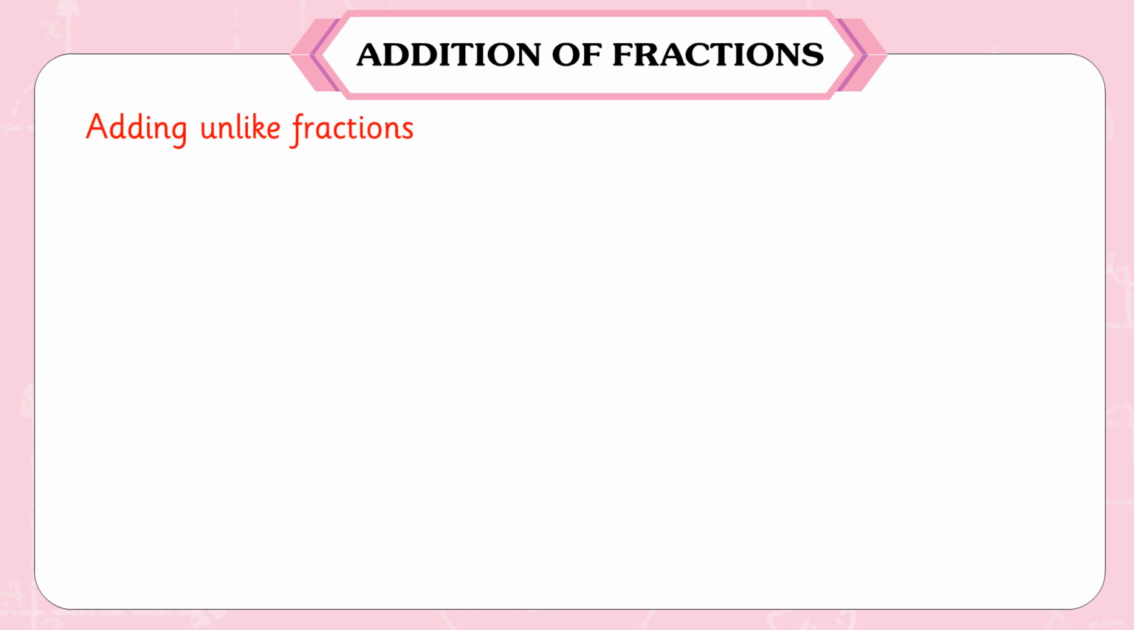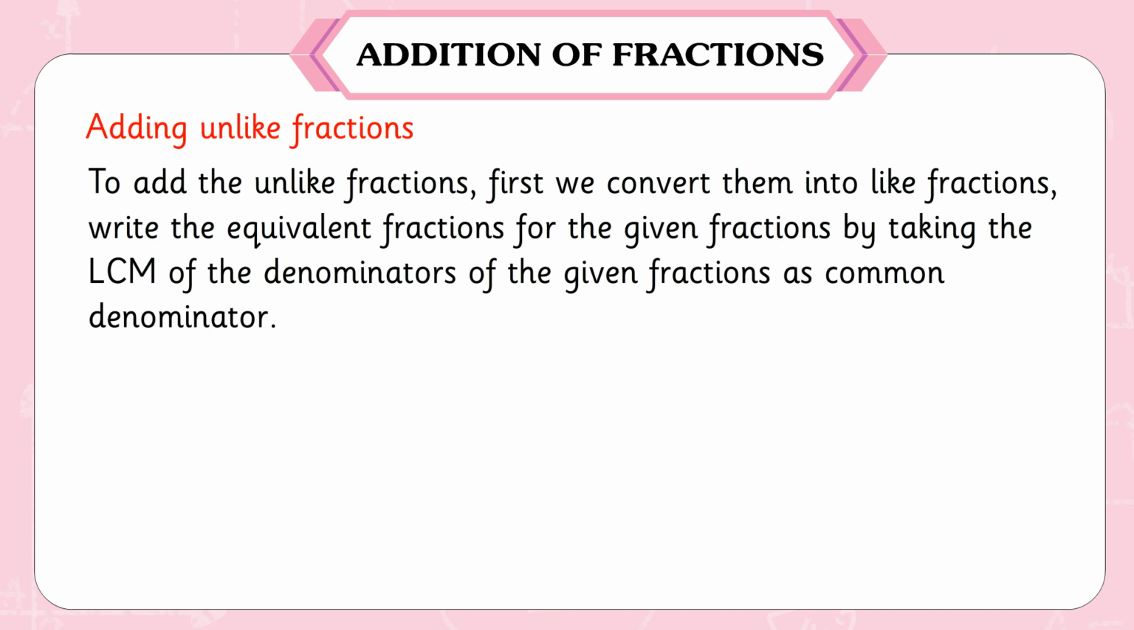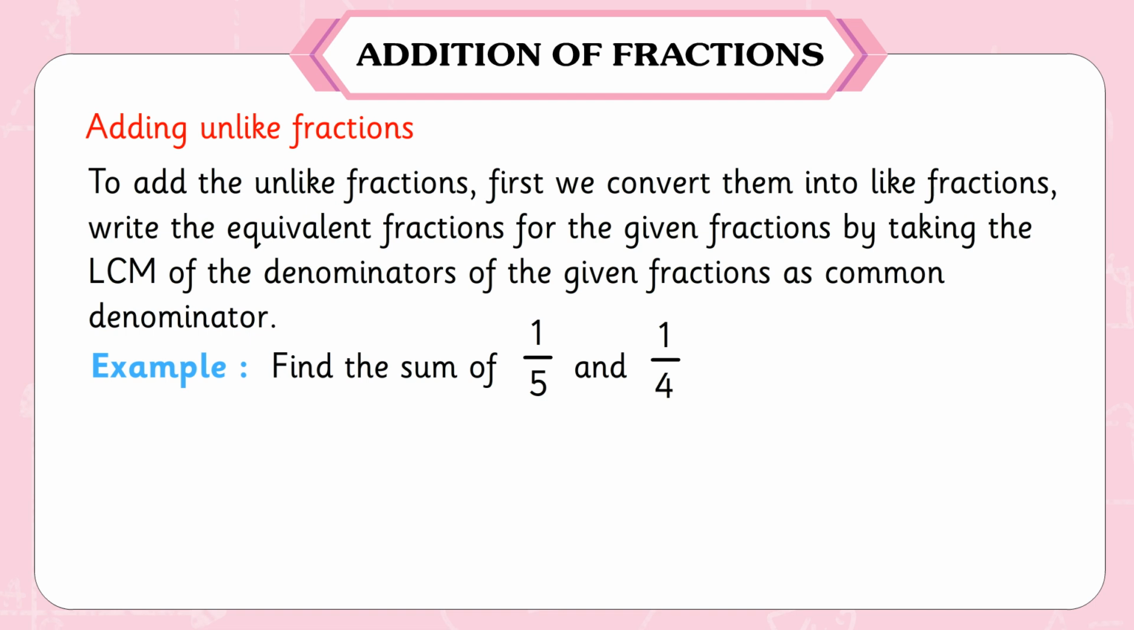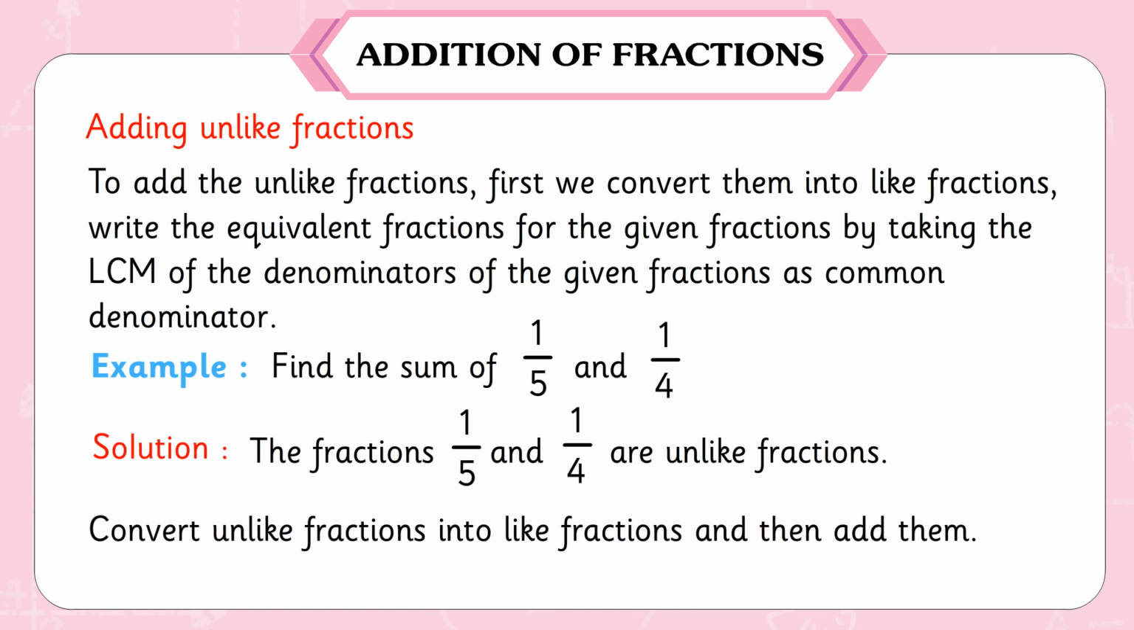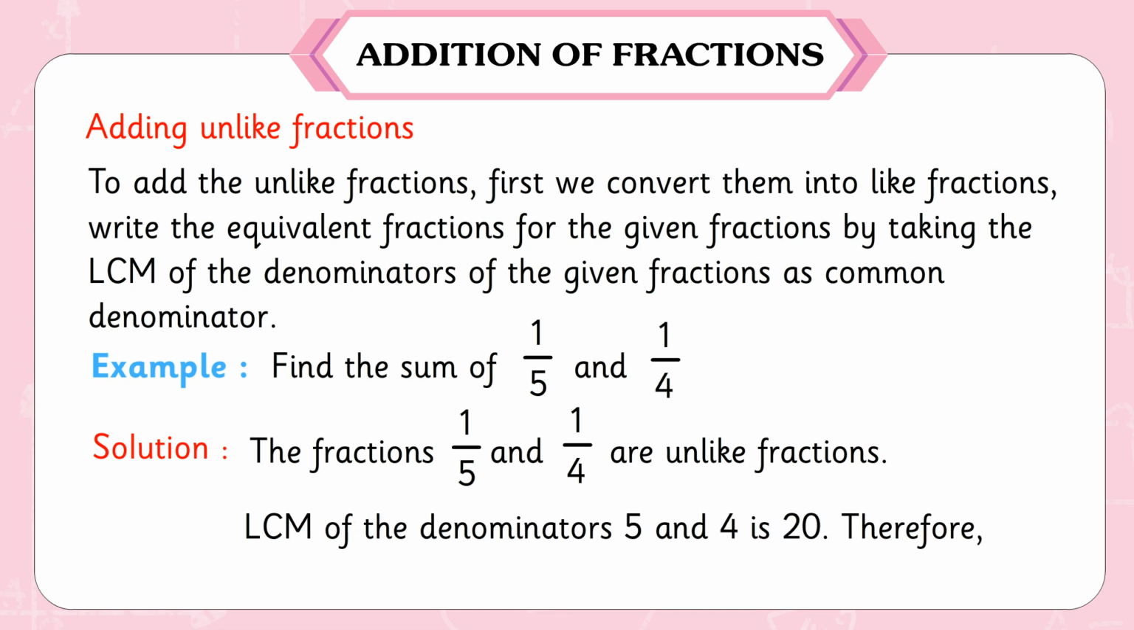Adding unlike fractions. To add the unlike fractions, first we convert them into like fractions. Write the equivalent fractions for the given fractions by taking the LCM of the denominators of the given fractions as common denominator. Example: find the sum of 1 by 5 and 1 by 4. Solution: the fractions 1 by 5 and 1 by 4 are unlike fractions. Convert unlike fractions into like fractions and then add them.